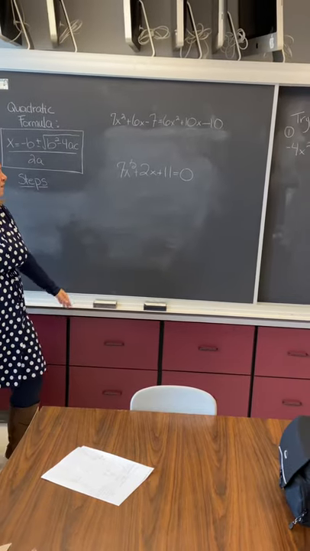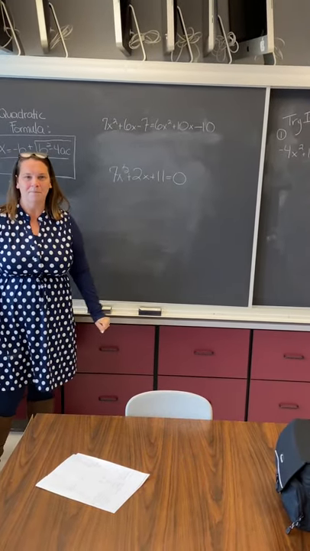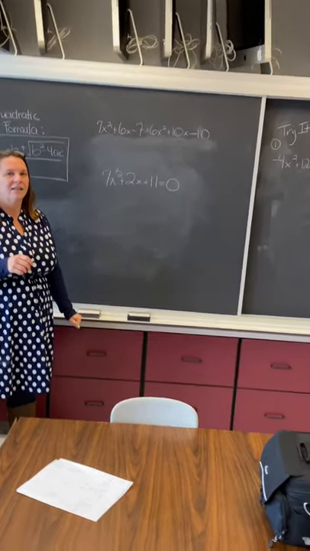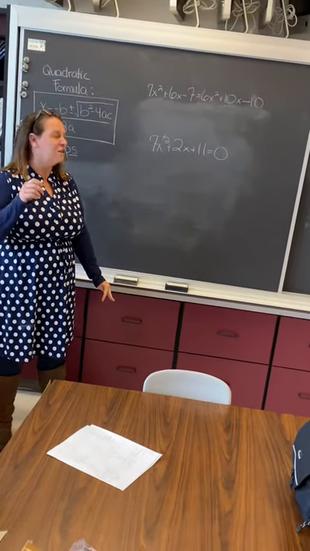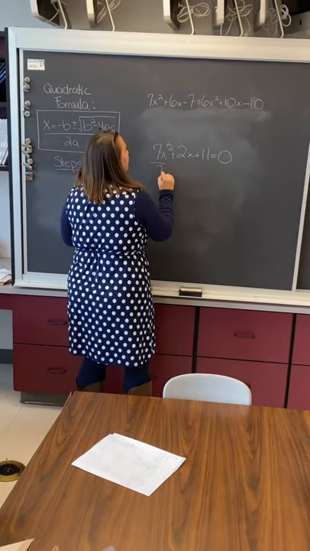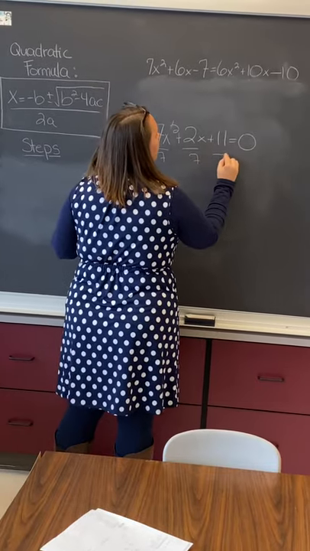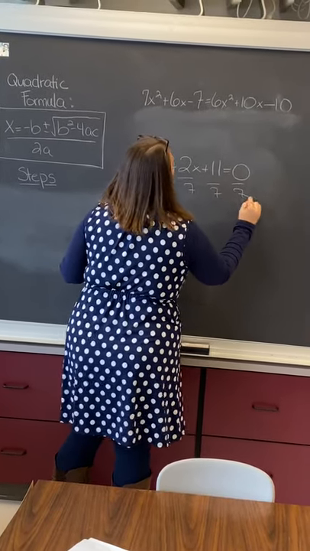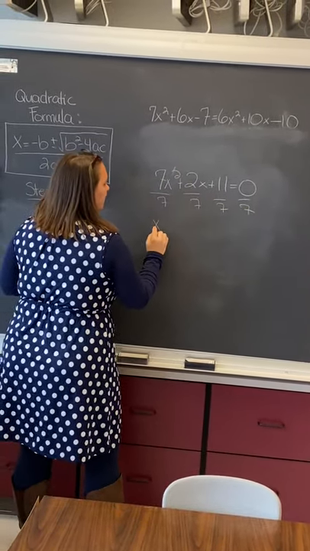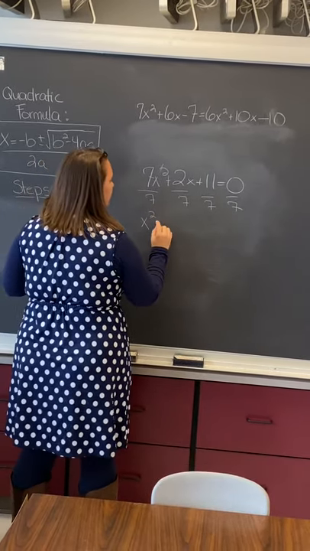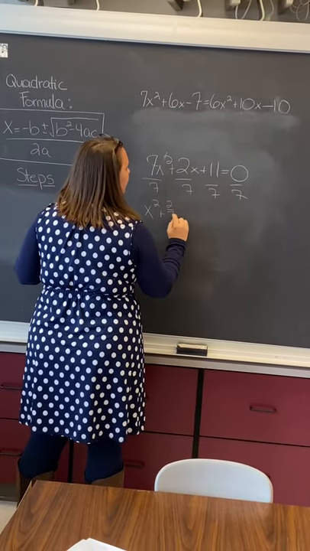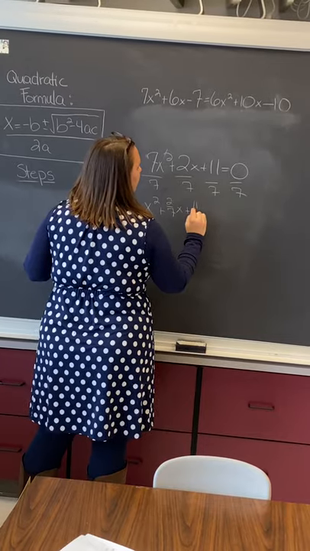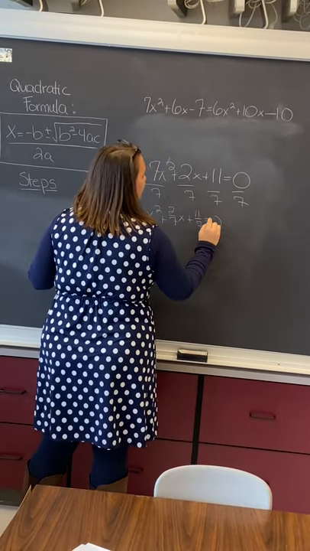What's the first thing we want to do if we're going to complete the square? Get A equal to 1. Good job. So we want to divide everything by 7. It worked here. My A equals 1, I have X squared. Then I have 2/7 X, and 11 over 7 is my constant.